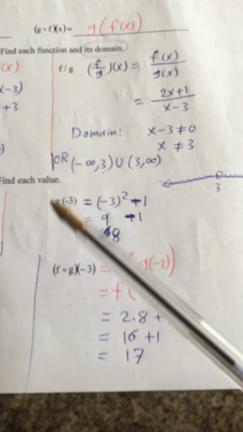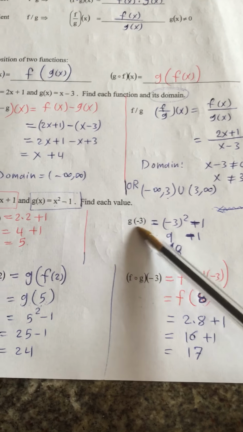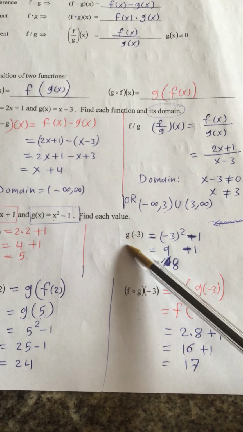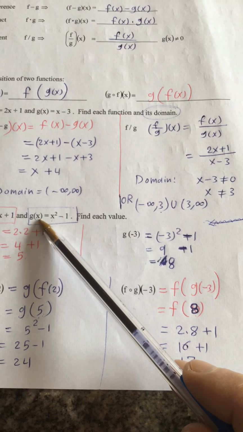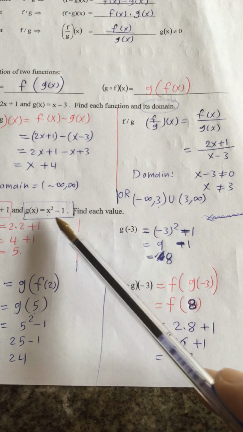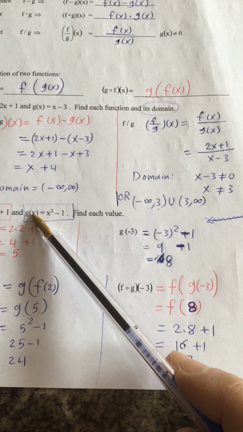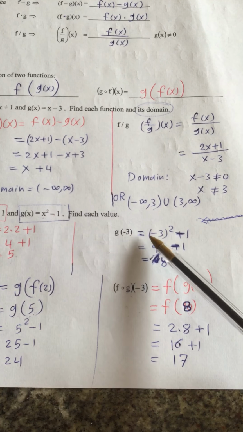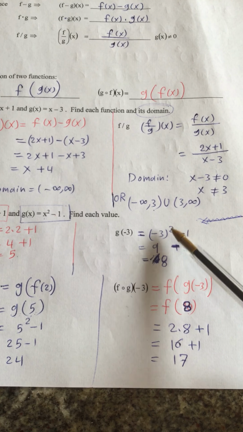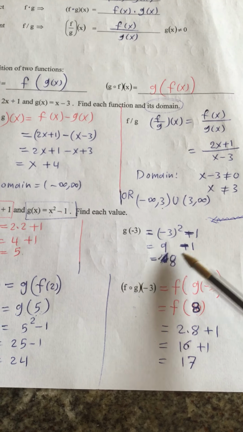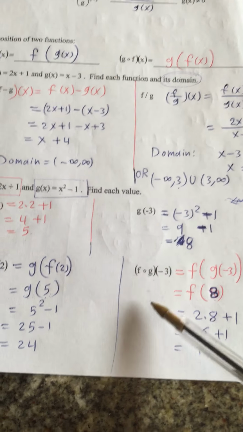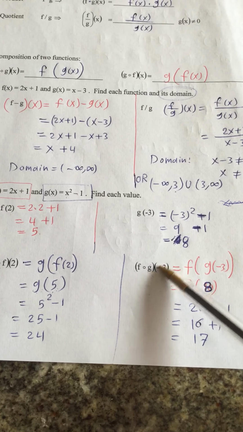Another example. Find g of negative 3. To find g of negative 3, look at g of x. Just substitute negative 3 for each x. So negative 3 squared minus 1. Negative 3 squared is positive 9, minus 1 equals 8. Now find f circle g of negative 3.